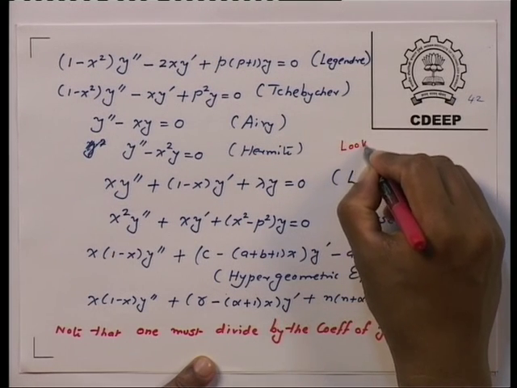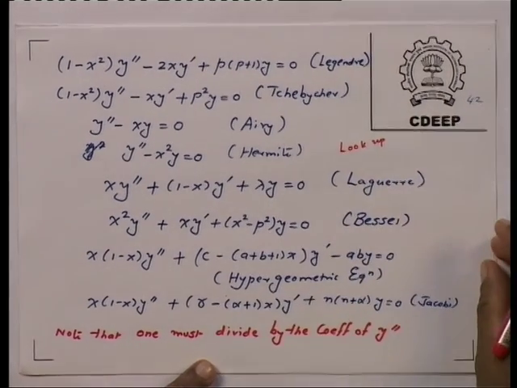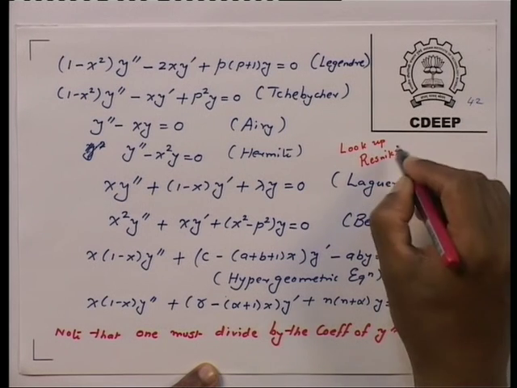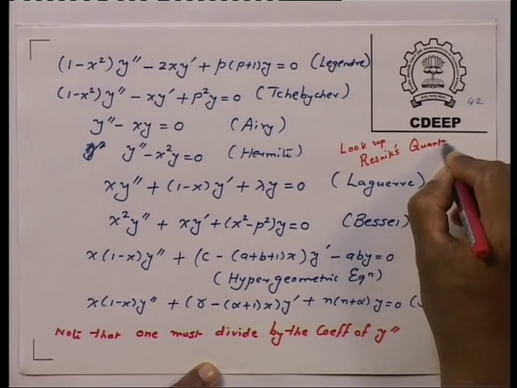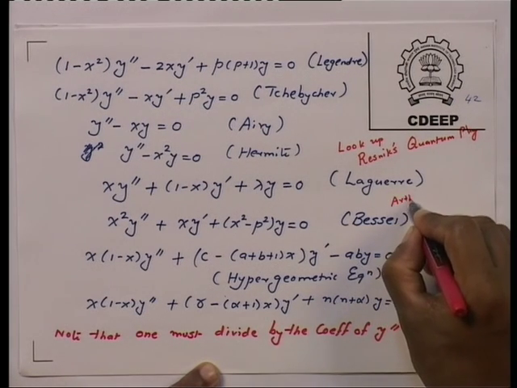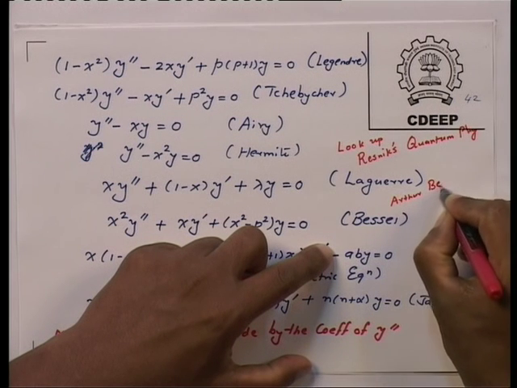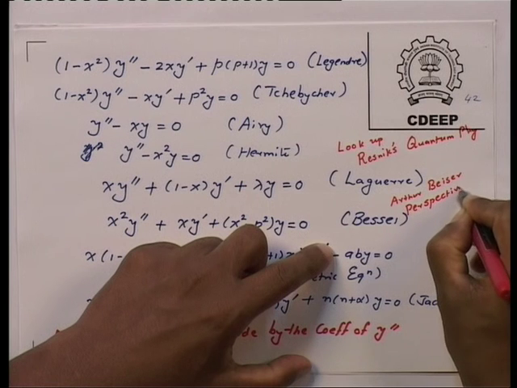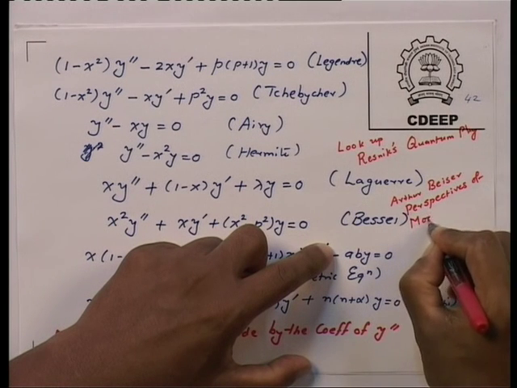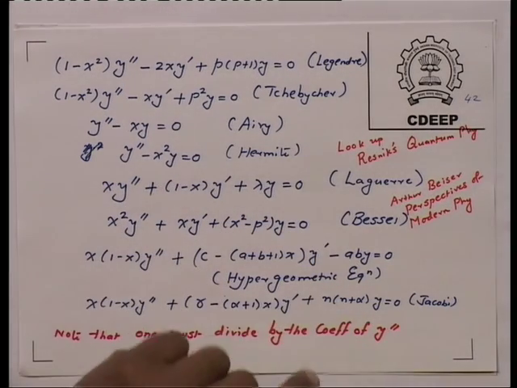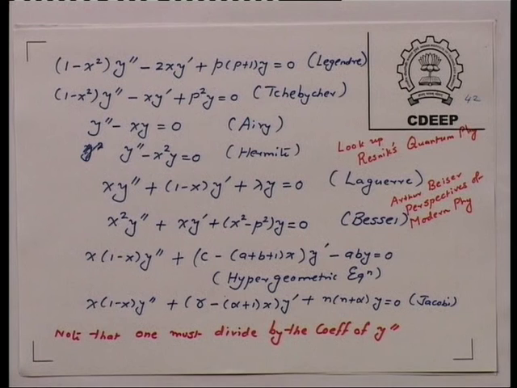Look up Robert Resnick's quantum physics, or Arthur Beiser, Perspectives of Modern Physics, where they have given a very detailed account of the Schrodinger's equation for the hydrogen atom. Right? Now, what does a hydrogen atom consist of?